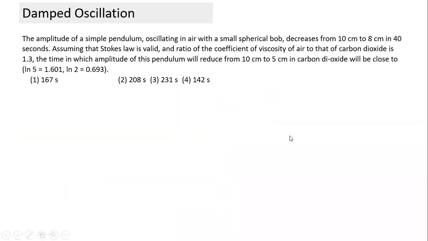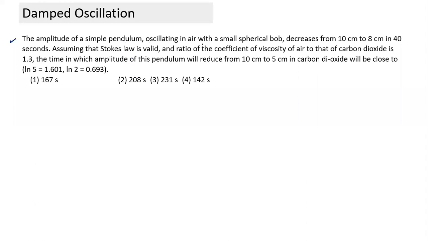Let's look at the questions. Some of the questions which have come are a little tricky also. This is one of the difficult questions which has come. And unfortunately, the question which had come also did not have an exact answer. But let's see that one. If you understand this question, I think this is one of the more clear questions on damped oscillation.